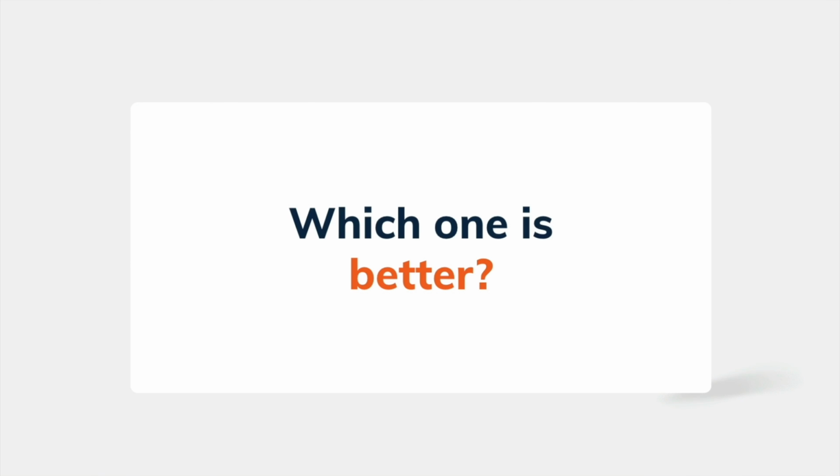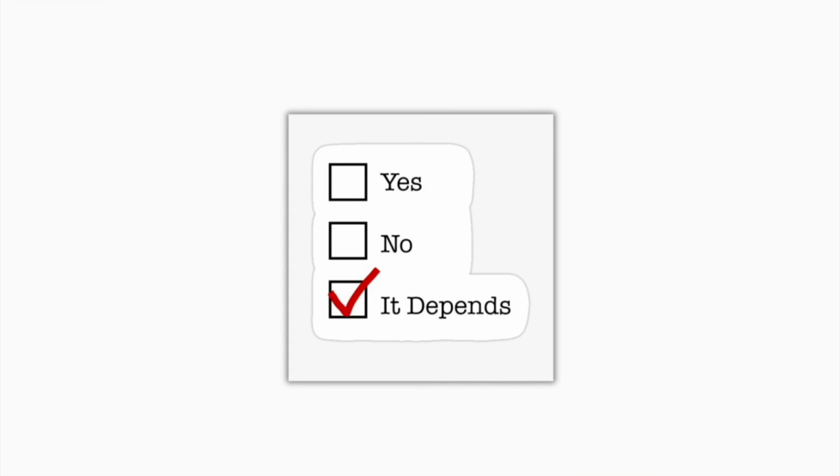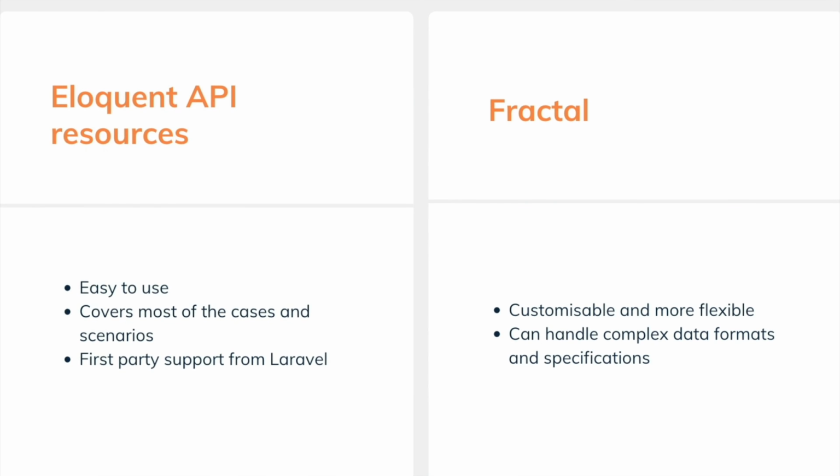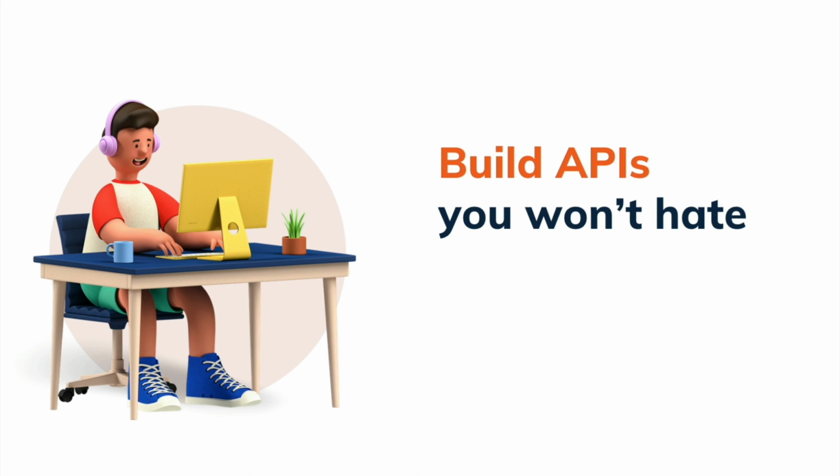So, which one is better? Like everything else in software engineering, it depends. In short, Eloquent API Resources is easy to use, covers most of the scenarios, and has first-party support from Laravel. So overall, this might be suitable for most of the cases. But if you really need to follow specifications like HAL or JSON API, or need to manage complex data structures and formats in API responses, then Fractal might be better. Whatever you do, just make sure to build APIs you won't hate.